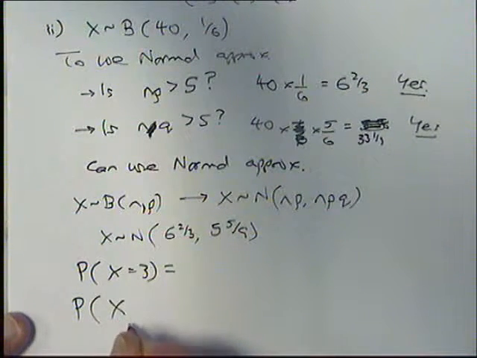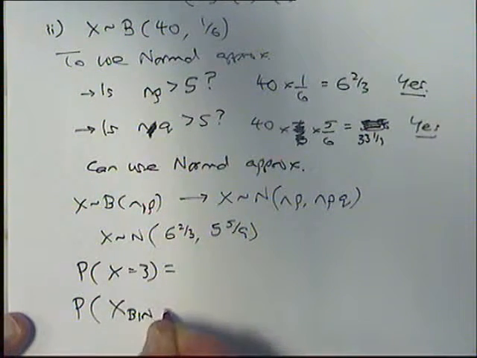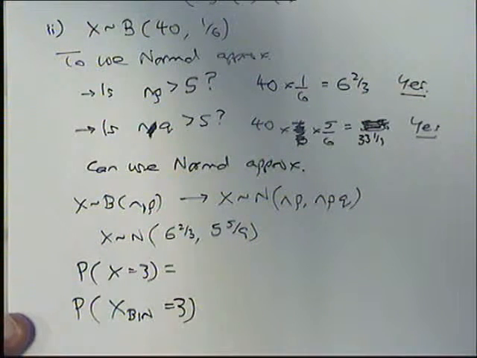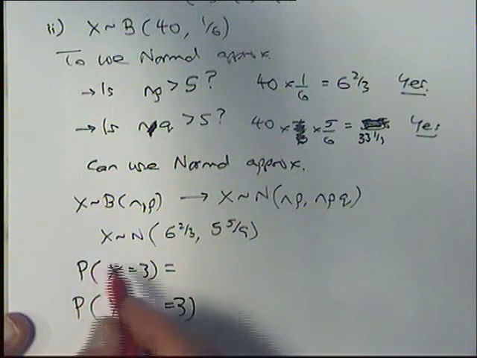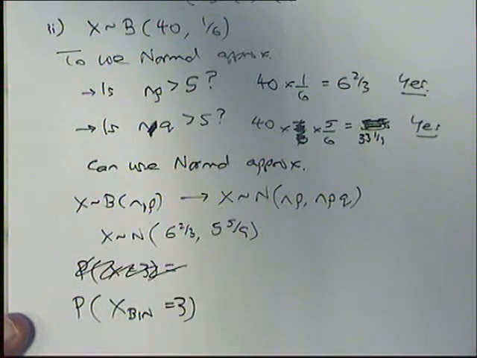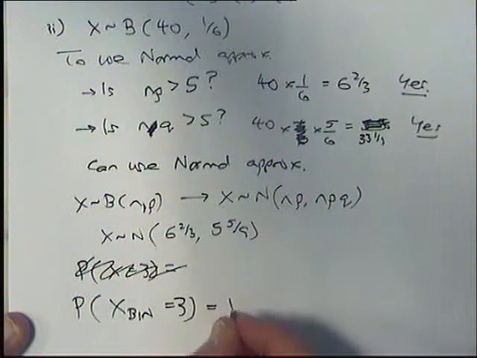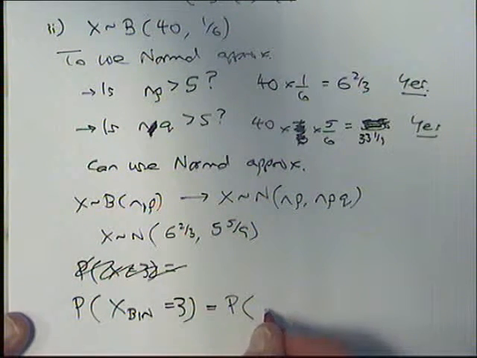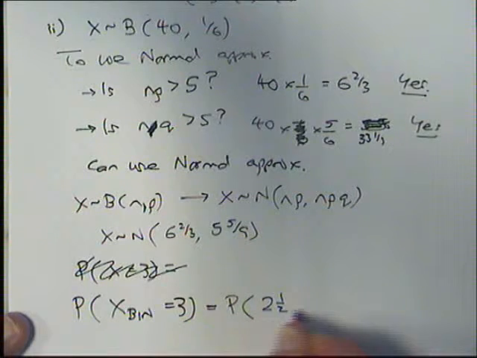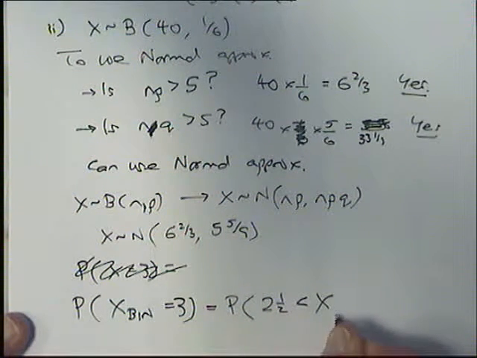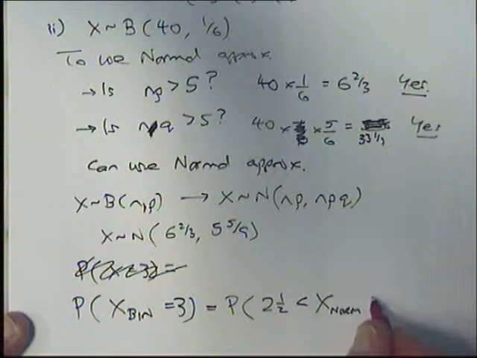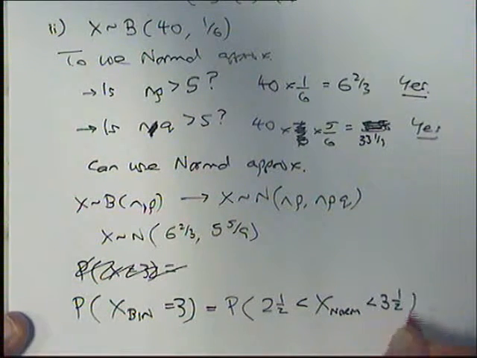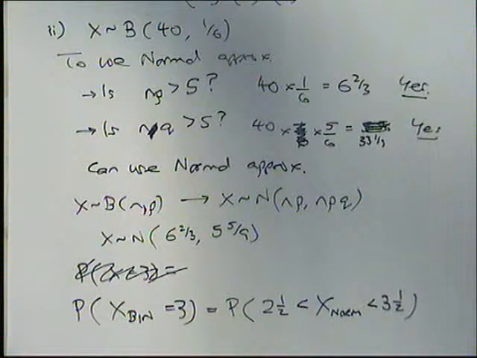We want the probability that x, under the binomial distribution, equals 3. I put BIN down there to show the binomial distribution, when we were dealing with that, we wanted 3. So what we want to do now is find the probability that it's between 2.5 and 3.5. And I'm going to put here x with a little norm down there to show that when we're changing it to normal distribution, we have got to do the probability it's between 2.5 and 3.5.